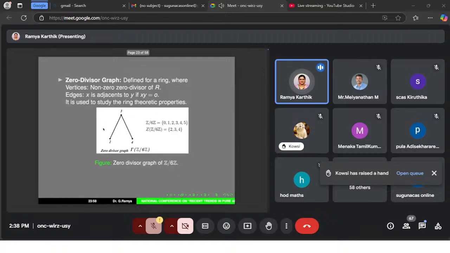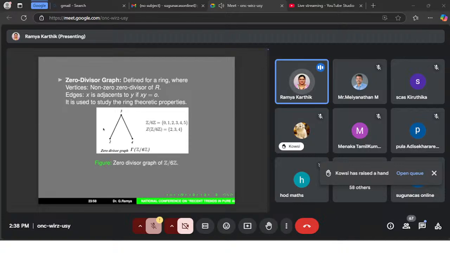Okay, and next one, zero divisor graph. From now onwards, I'm going to show you how a graph can be drawn from a group. And just like groups, we can construct graphs from rings. So let's look at some of the key graphs associated with rings. First one, zero divisor graph. It was introduced by Beck in 1988.